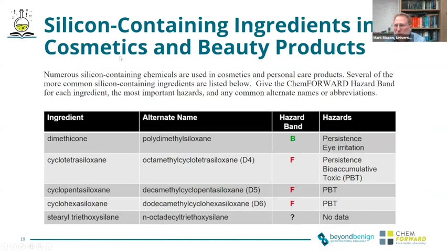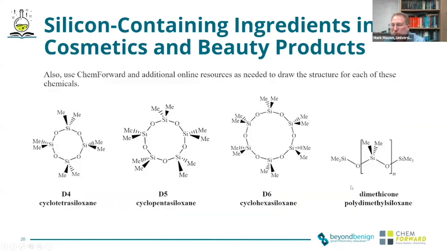Another assignment would be silicon-containing ingredients in cosmetics and beauty products, focused on some polymeric siloxanes and cyclic siloxanes. And what you see here is that the small cyclic siloxanes have very poor hazard bands. They're rated F, and the reasons why are off to the right. And depending on the course you're teaching, you may be interested in having students search the structures of those compounds, so they're familiar with the structures. And these are the structures for some of those compounds, and this is provided in the answer key to the assignment.